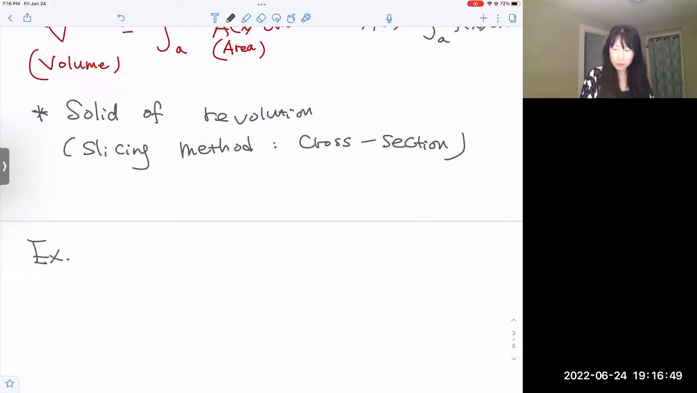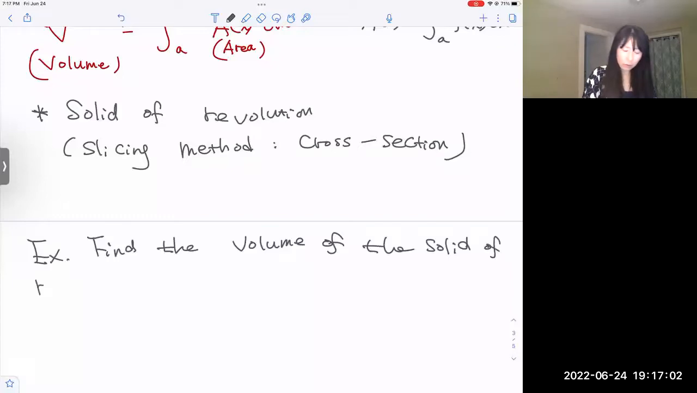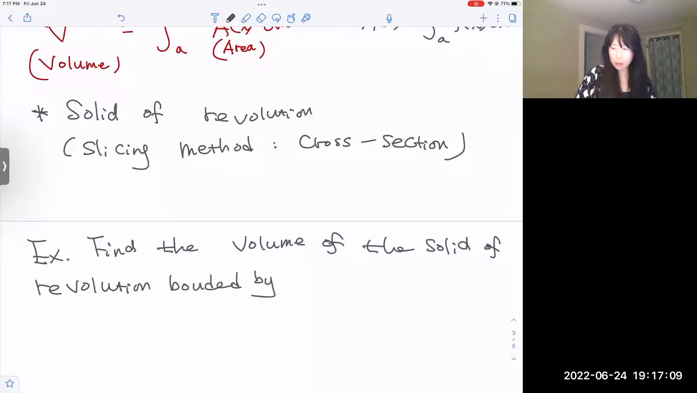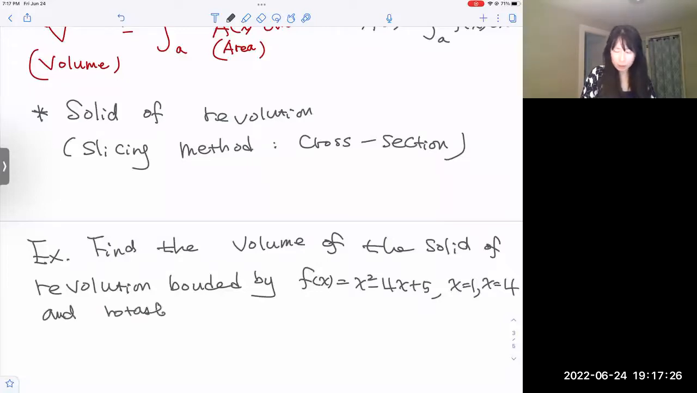Let us do an example. Find the volume of the solid of revolution bounded by f of x equal to x squared minus 4x plus 5, x equal to 1, x equal to 4, and rotated about the x-axis.